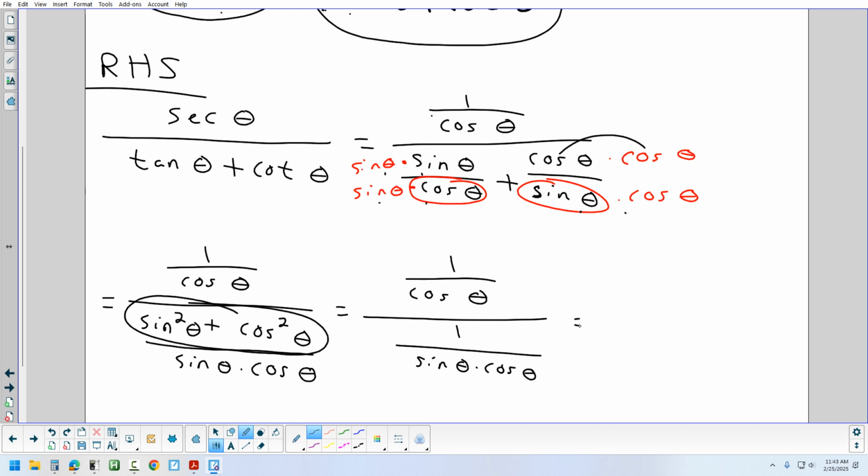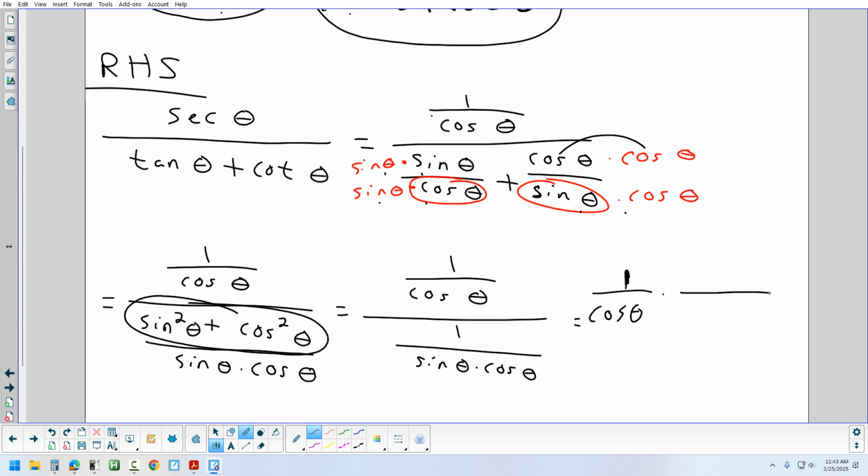And now we're back at a point where we've done this kind of thing before. A fraction over a fraction. How do we divide two fractions? Copy the top, make the reciprocal of the bottom, and multiply it.